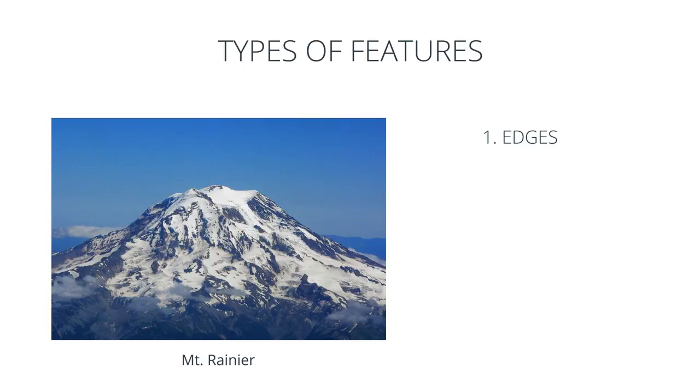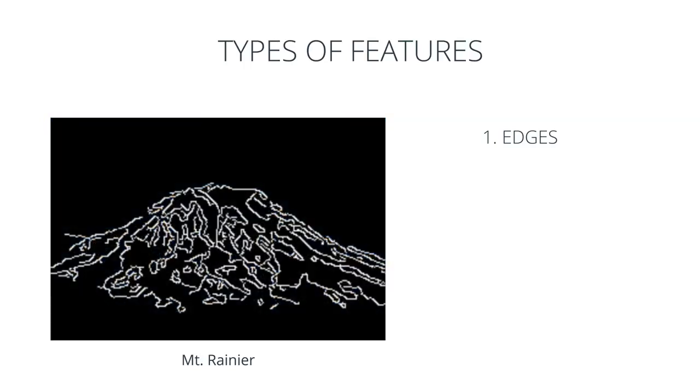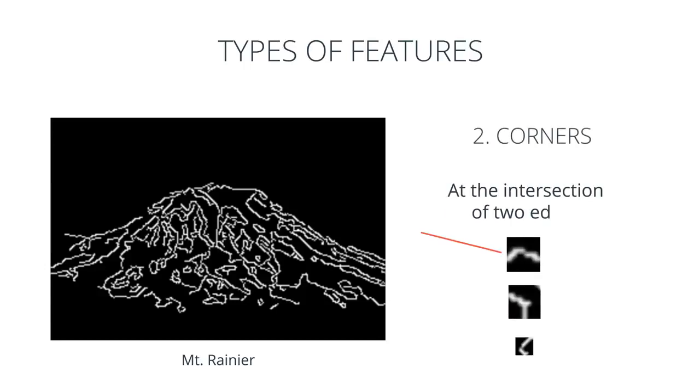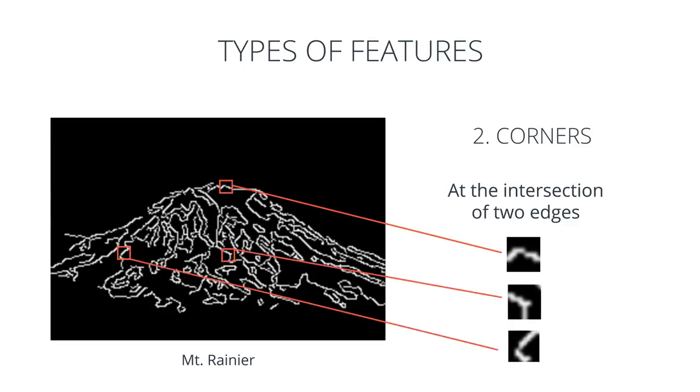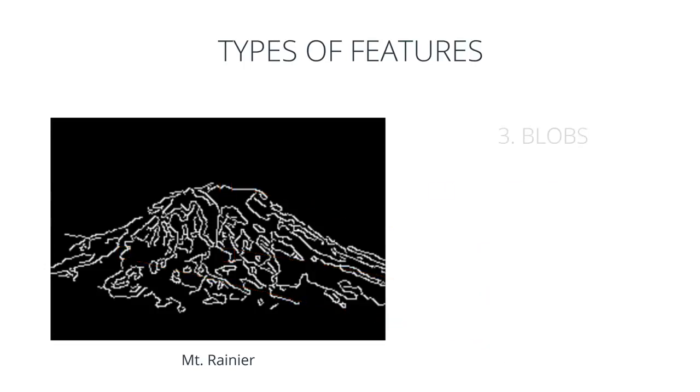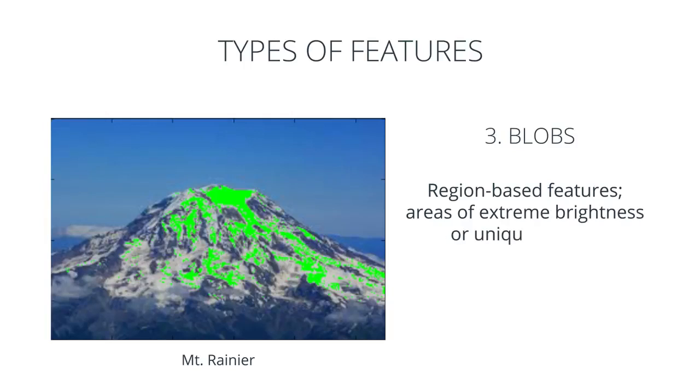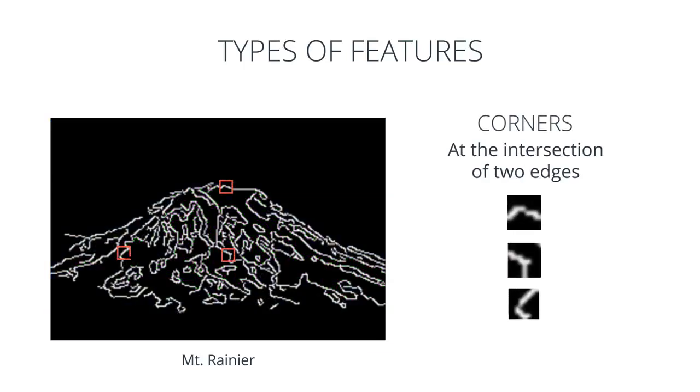Edges we're already very familiar with. They're just areas in an image where the intensity abruptly changes, also known as areas that have a high intensity gradient. Corners are at the intersection of two edges and form what looks like a corner or sharp point. And blobs are region-based features that may include areas of extreme highs or lows in intensity or areas of a unique texture.